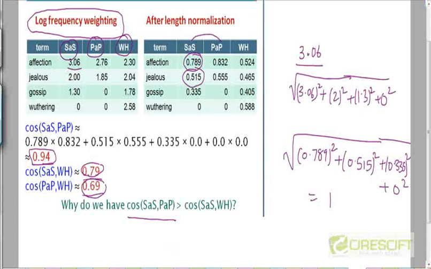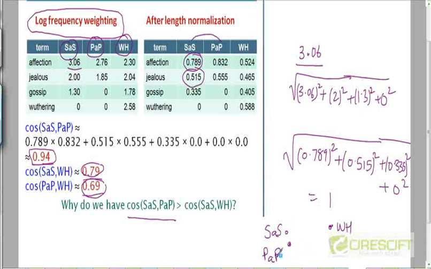Now, why do you think these two are closer than the third? Think in terms of what the documents themselves are. Because the cosine value which we calculated is 0.94, it's greater. So mathematically, that's true. The cosine value is the highest for this pair of documents, and so these two documents are closer. So SAS will be something like this, PAP will be something like this, and then WH will be far away compared to these two.